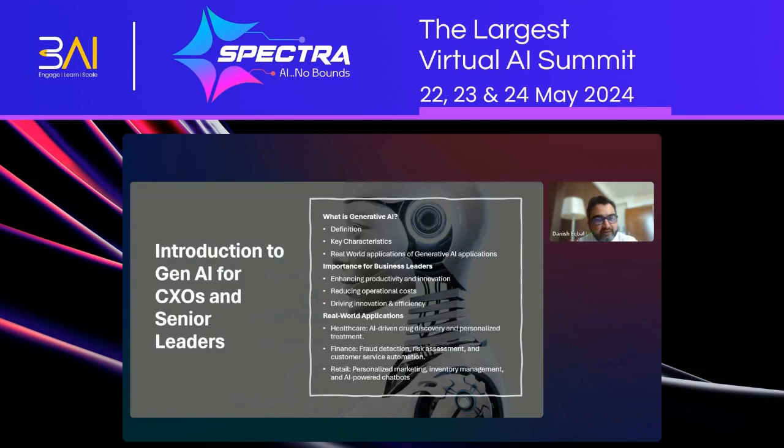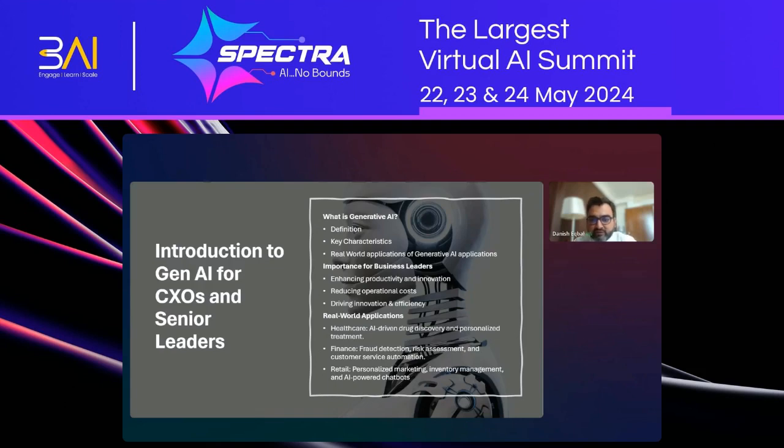The topic is around the primer and essentials for senior executive officers and senior leaders. So we start with the introduction. Let's understand what is generative AI before we can delve into further details. Generative AI refers to a subset of artificial intelligence that can generate new content based on the data it has been trained on. Unlike traditional AI, which focuses on recognizing patterns and making predictions, generative AI can create new original content such as text, images, music, and even entire virtual environments.